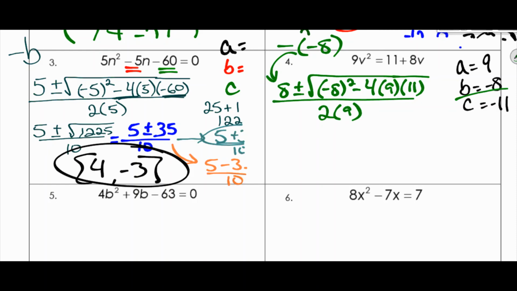Everything inside of that square root symbol, or the discriminant, should happen first. So 8 plus or minus the square root of, actually let's simplify that outside of there, 64 minus, I'm going to get a negative number. 4 times 9 times 11 is 396. 64 minus 396 is negative 332.